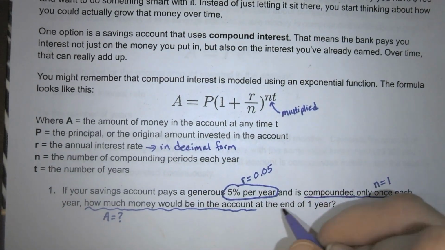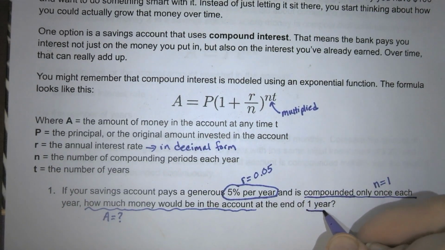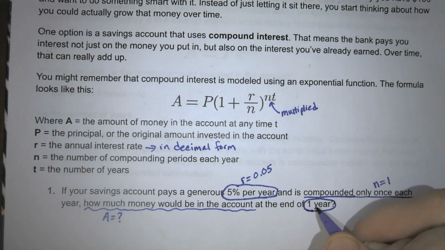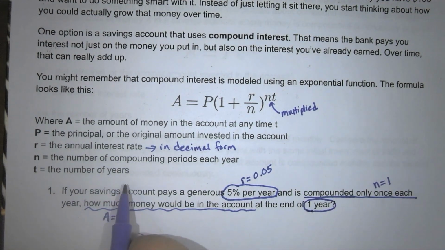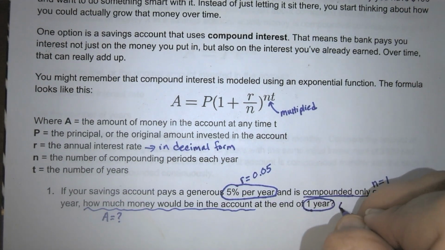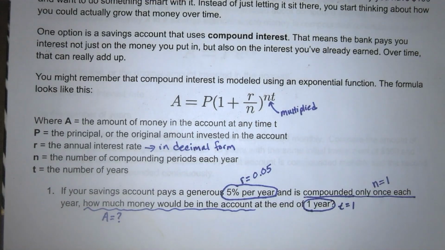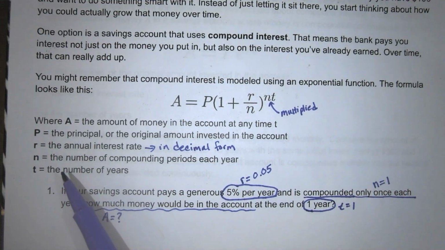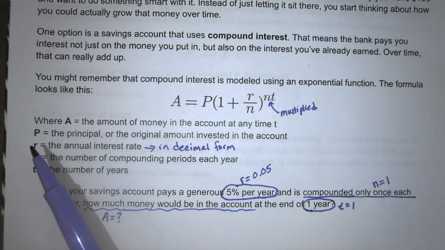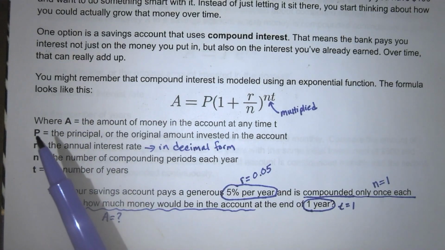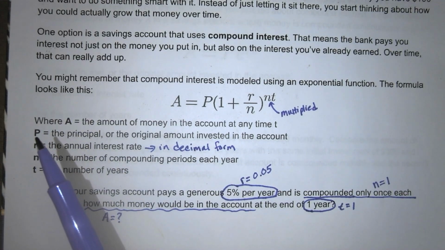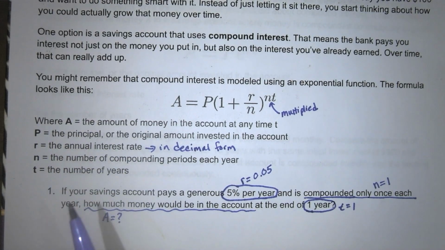And then it says at the end of 1 year. So here's another amount of time in years. So T is going to be the number of years. So T is going to equal 1. So if we look, we have T, we have N, and we have R, and we're looking for A. So we need to figure out what P is. They actually told us P in the story, but it doesn't say it right in this sentence.